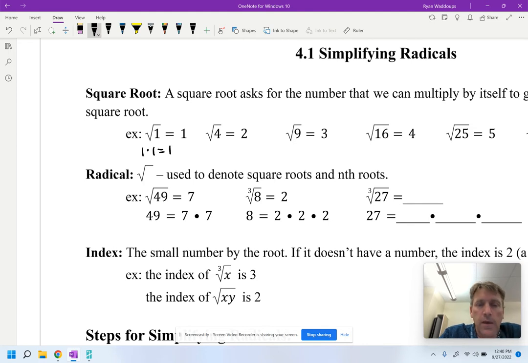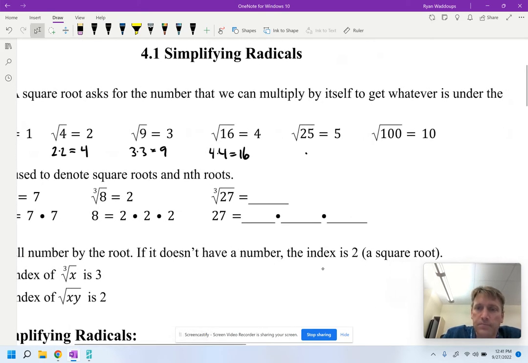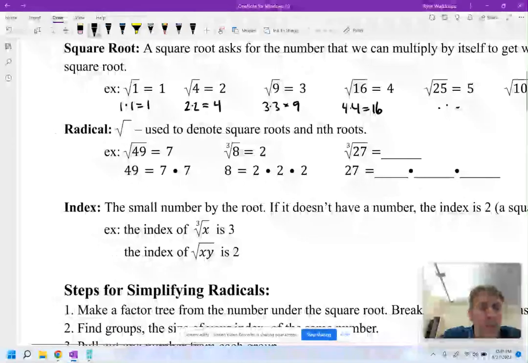times 1 is 1. And the square root of 4 is 2 because, for the same reason, 2 times 2 is 4. The square root of 9 is 3 because 3 times 3 is 9. And the square root of 16 is 4 because 4 times 4 is 16. And so on and so forth. The square root of 25 is 5 and the square root of 100 is 10.